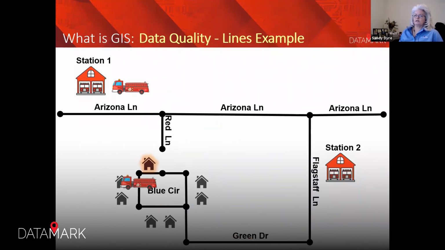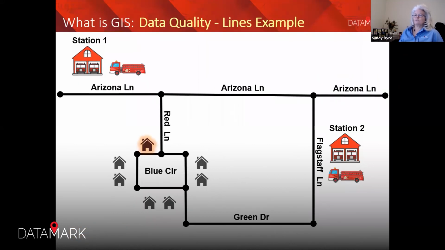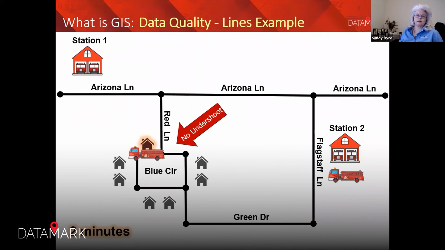Well, based on the undershoot, fire station 2 would respond because there isn't connectivity seen here for fire station 1. The only way fire station 1 would be able to respond is if they went completely past fire station 2 to get to this residence, based on the undershoot. However, if we fix the undershoot, then fire station 1 can get directly there.